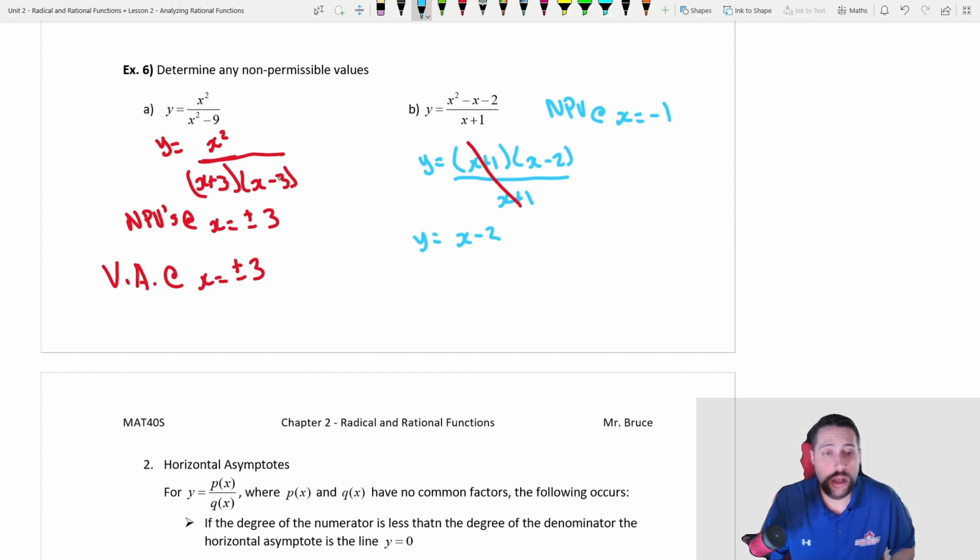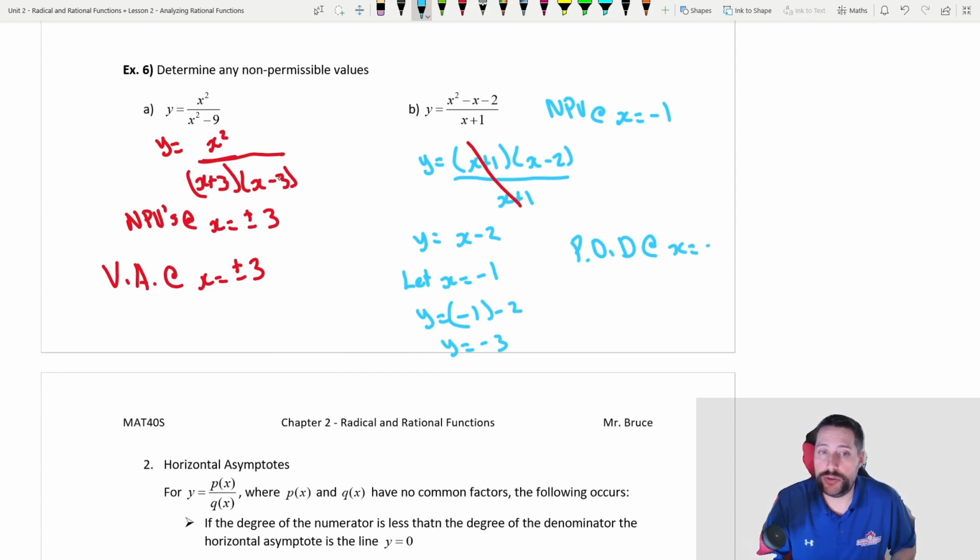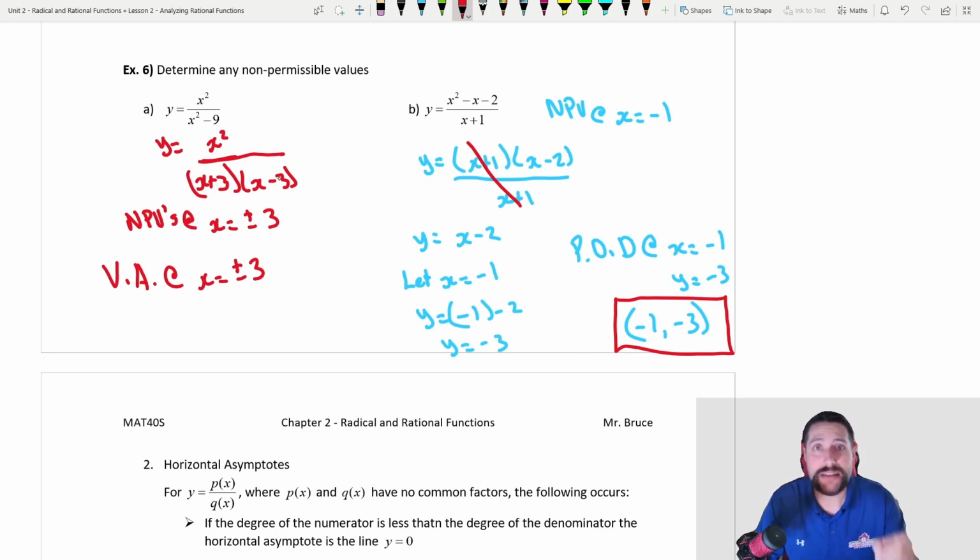Okay, so now let x is equal to negative 1. So it's going to be y is equal to negative 1 minus 2. So that means y is equal to negative 3. So we have a point of discontinuity at, again, x is equal to negative 1, y is equal to negative 3. Put them together as a point because they need to be stated as a point. So it's negative 1, negative 3. This needs to be stated. Make sure you state them as an ordered pair, as a coordinate point. Okay, so this is how you would get full marks. So don't forget that.